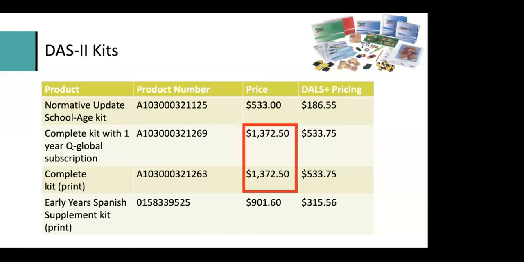Technically speaking, anything that is in DALS Plus is not included on Q Interactive. So it's not considered to be a digital test. So something like the KBC, something like the DOS, something like the KBIT 2 revised would be included as part of the DALS Plus portfolio. And as a DALS Plus member, in addition to the 65% discount and free shipping, you would also get free record forms and response booklets for those measures included in DALS Plus.